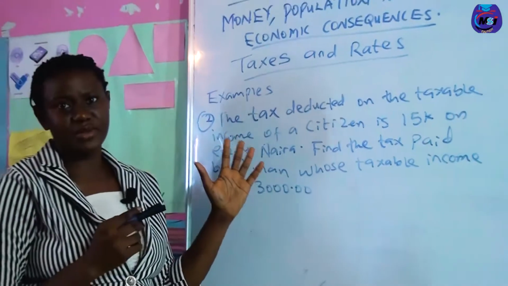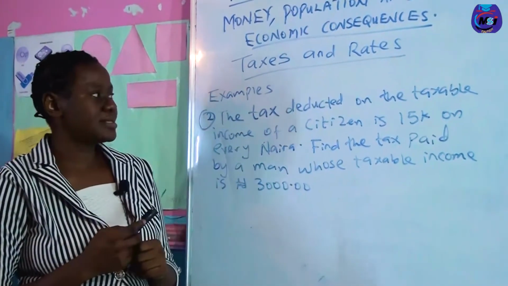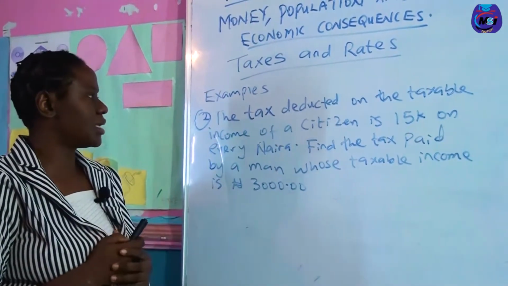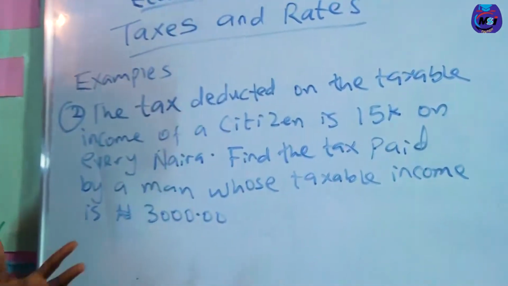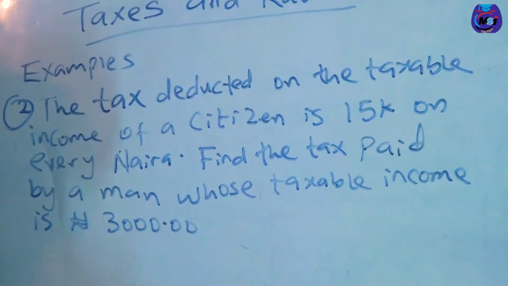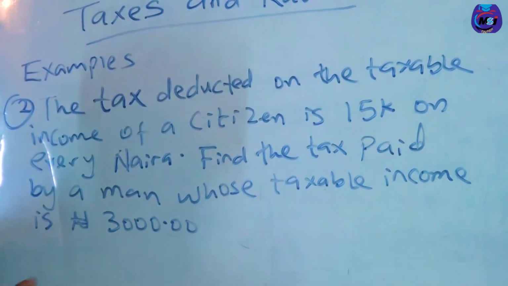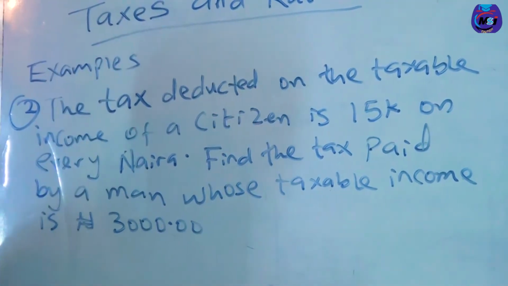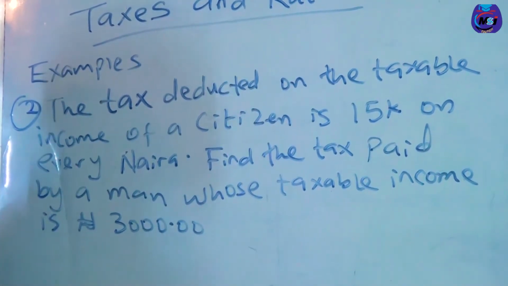Another example. This is a question on tax. The tax deducted on the taxable income of a citizen is 15 kobo on every naira. 15 kobo on every naira. Find the tax paid by a man whose taxable income is 3,000 naira.